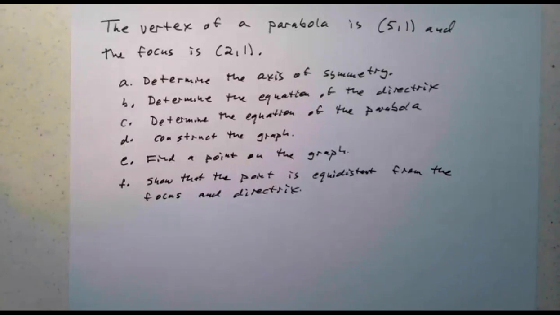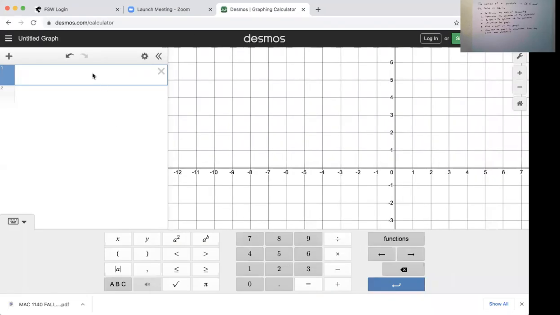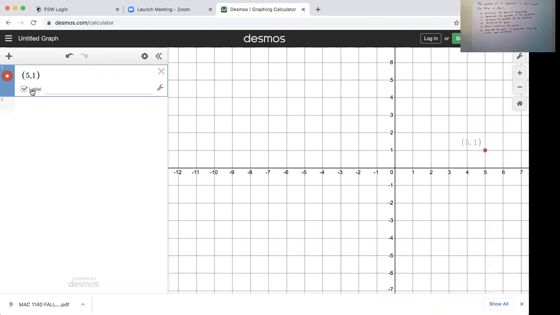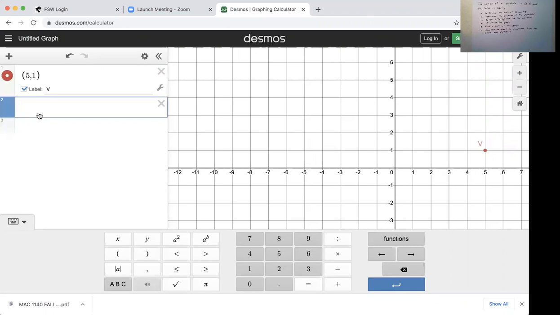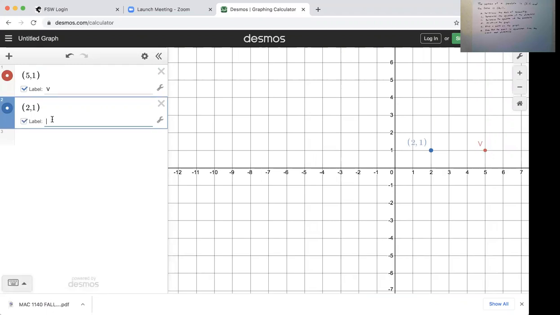So I will do that. We have the points we are interested in, namely the vertex is (5, 1), and we'll label that as a V for vertex. And the focus is (2, 1), and I will label that with an F for focus.